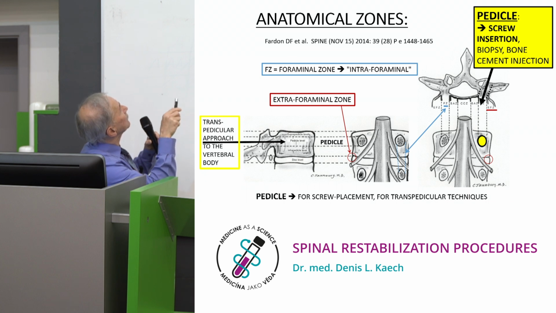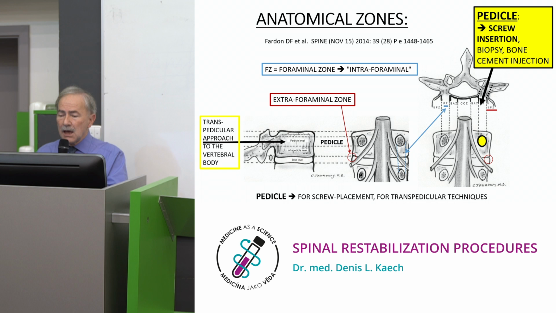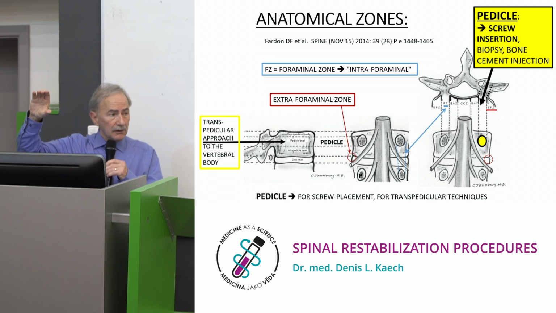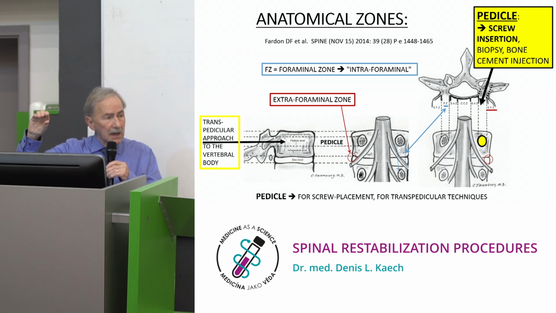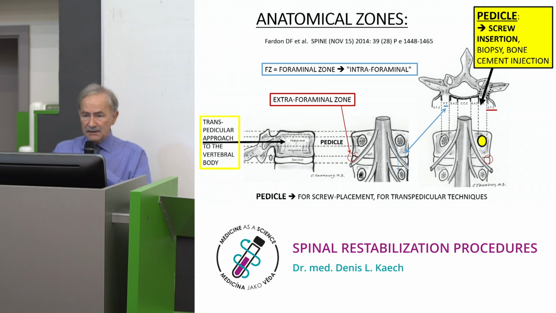Important is that through the pedicle, you can put screws to stabilize the spine. You can go through the pedicle to inject cement. If you have an osteoporotic collapse of the vertebra, you can percutaneously treat it by injecting cement and giving back the height to this collapsed vertebra.